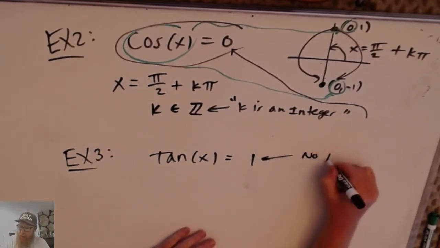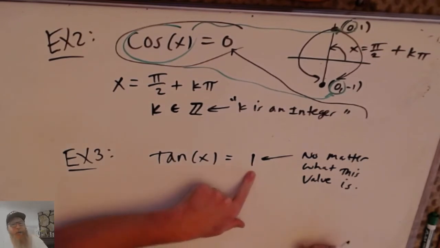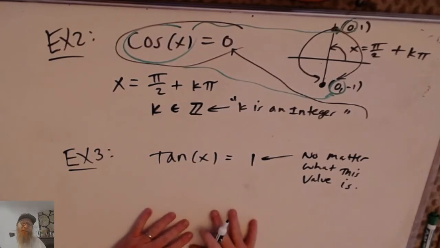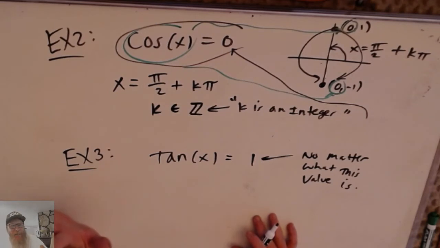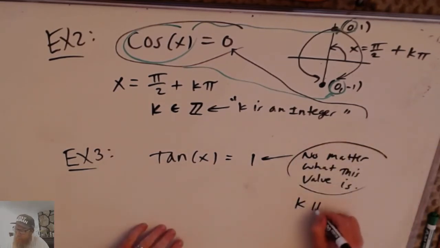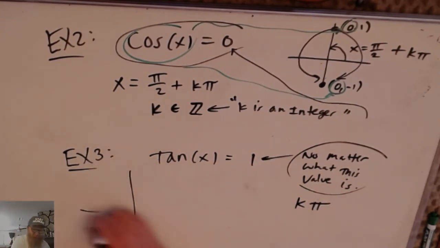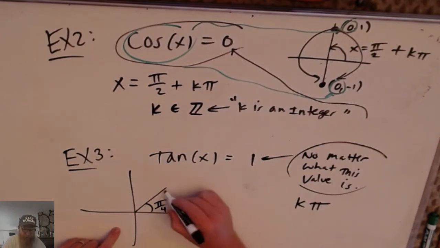So no matter what this value is, this value could be any real number. I just picked 1 because I'm trying to make this a short loose ends video. If I make it too complicated, it won't be very short. But now this is not based on the value. For tangent, no matter what the value is, it's k pi plus whatever you actually get for your solution. So tangent is 1 at 45 degrees, right? Pi over 4.